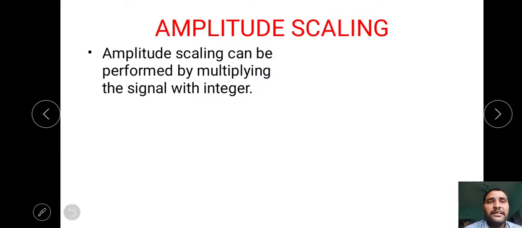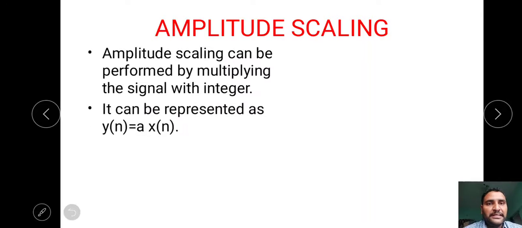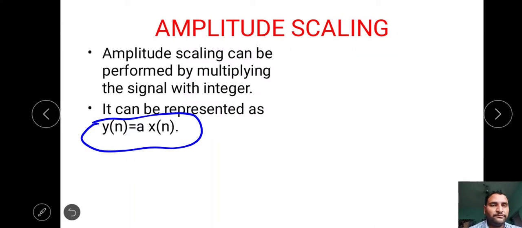Amplitude scaling. Similarly, amplitude scaling is also used to compress or enlarge the signal in the amplitude manner. In the last example, we scaled the signal in time. Now we have to scale the signal in amplitude. Mathematically, y of n is equal to a into x of n, where a is an integer, and based on the a value the signal is compressed or enlarged. But time and amplitude are opposite in nature. Time is on the x-axis, amplitude on the y-axis.